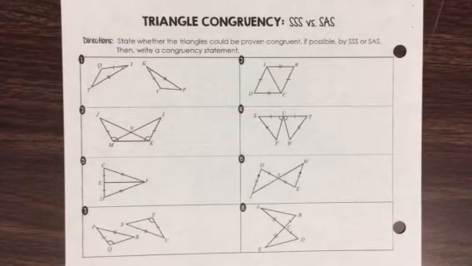Looking on, this is your assignment where I'm going to ask you to do the same thing. You need to prove whether or not the congruency is possible by side-side-side or side-angle-side, and then write a congruent statement just as we just did. Those are your two options.